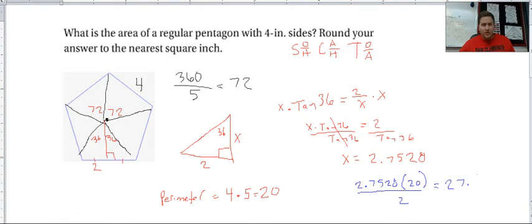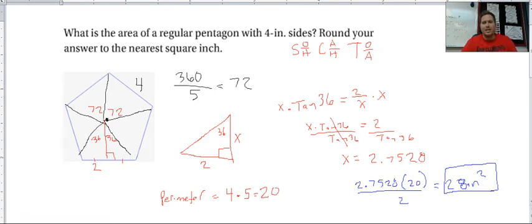Round your answers to the nearest square inch. So rounding to the nearest square inch, I have 27.5, which we're going to round up, and so this is going to be 28 square inches. So, again, it's just rounding right here. I got 27.527, but I round that up because I want the nearest square inch, and so that's 28 square inches.